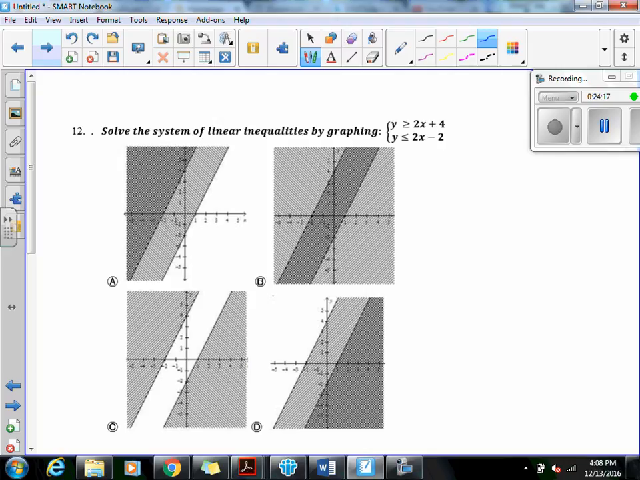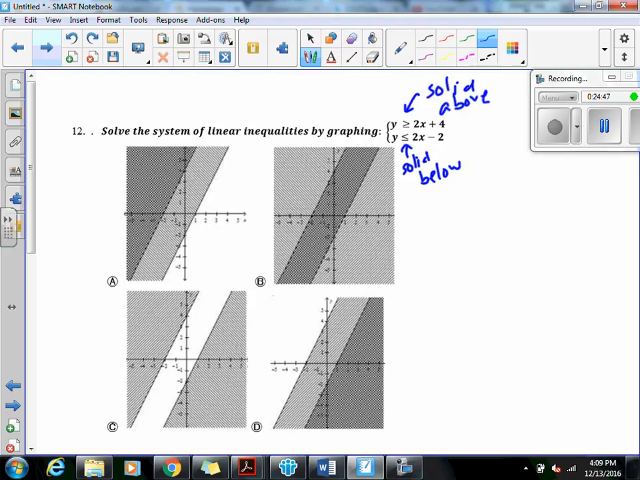I know that really all of the lines should be solid because that's greater than or equal to, and so is this. So we know that's going to be solid. And this is greater than, that's going to be above. And this is going to be below because it's less than.